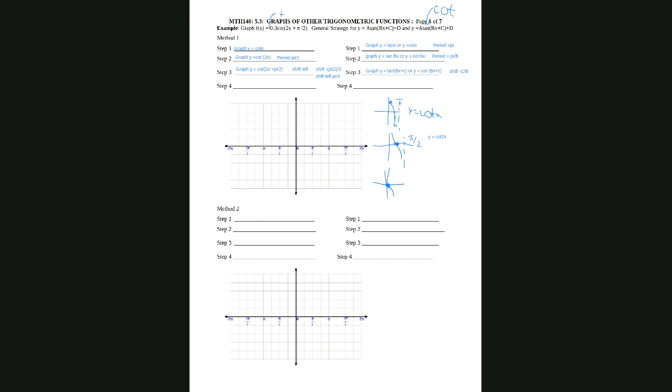And my last graph had asymptotes at x equals 0 and at x equals pi over 2. So now my new asymptotes will be at x equals pi over 4 and x equals negative pi over 4.